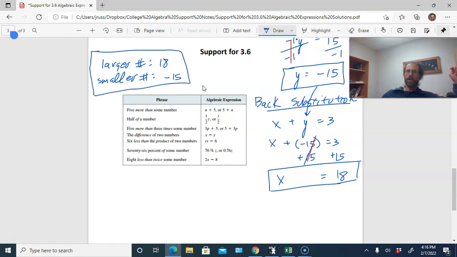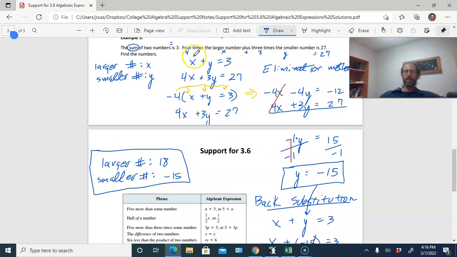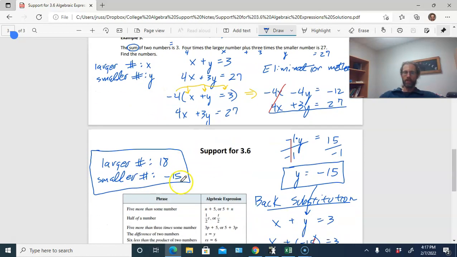We're going to be seeing a lot of problems like this in the college algebra portion of 3.6. We're using the elimination method. What we did here, we first translated these two sentences into equations. We got this system of two equations, and then we solved those two equations for x and also for y. And you could even write this as an ordered pair. 18 would go first because it represents x, and then negative 15 would go second for y.